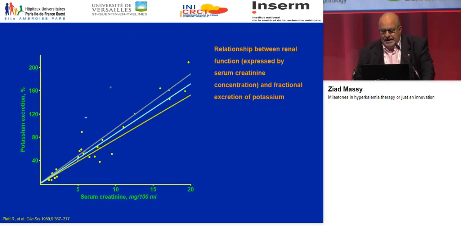Once you have a CKD patient, then you need to eliminate the potassium. This is a very old study. They used serum creatinine, and you see the serum creatinine increase, but potassium excretion also increases. This means that the remaining nephrons are working to try to eliminate the potassium load in our patient.